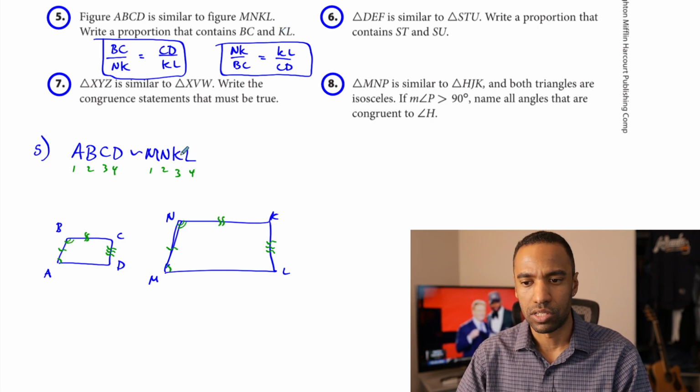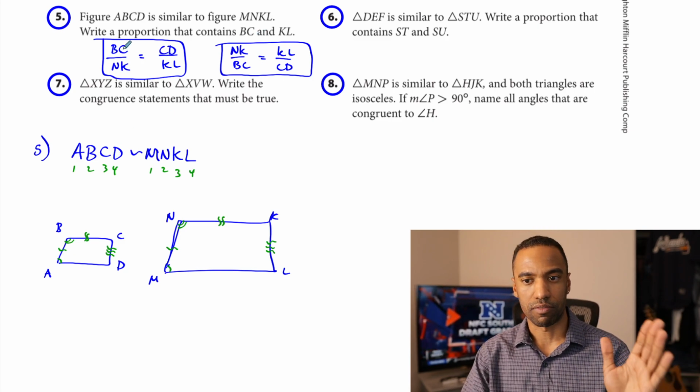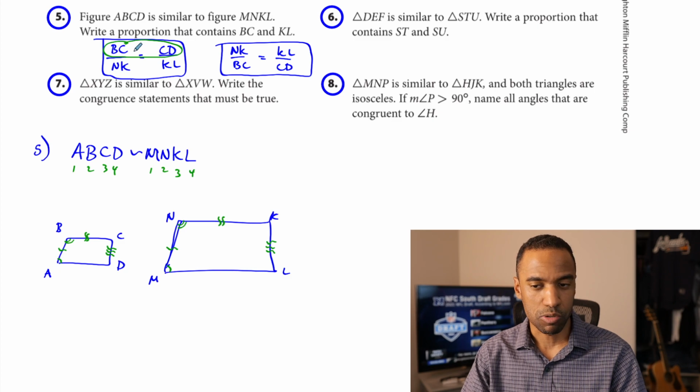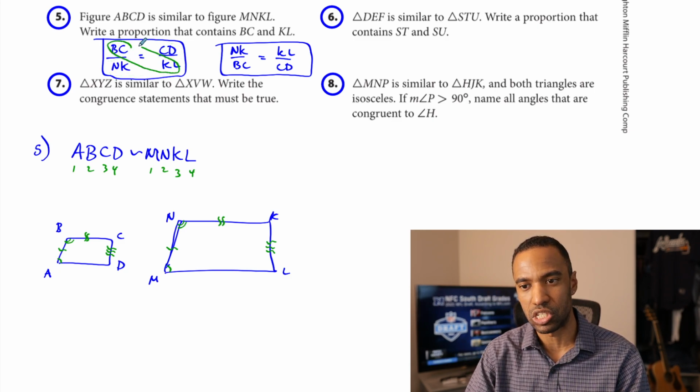KL was the third and fourth letters, CD were the third and fourth letters, so they correspond together. But of course, you also have to go from BC and CD are from the same shape, NK and KL are from the same shape. So you can't cross. I couldn't have BC and CD like that.